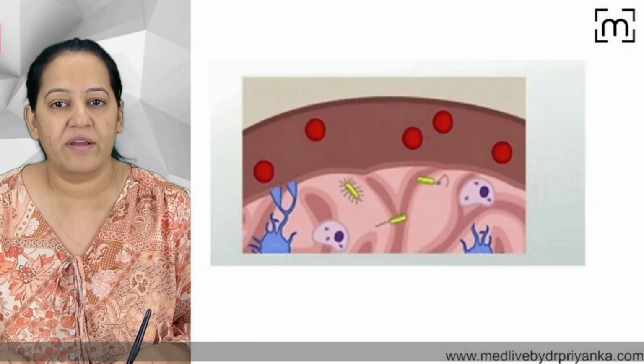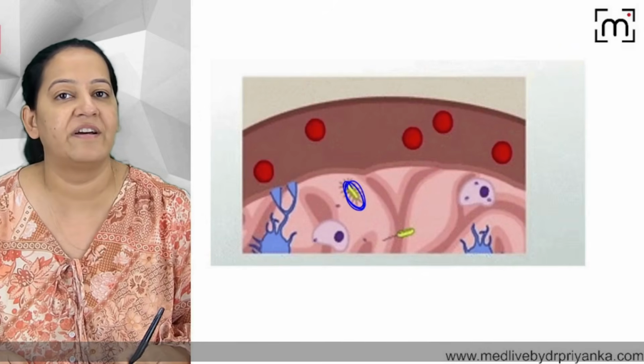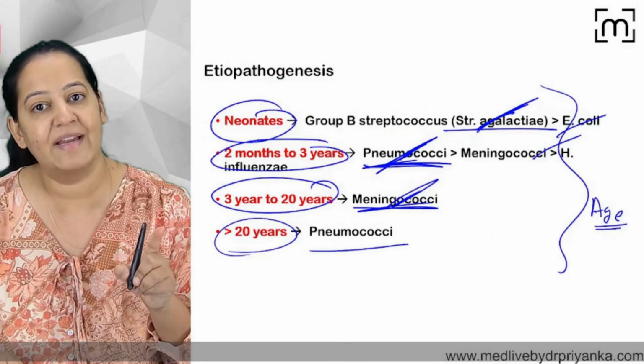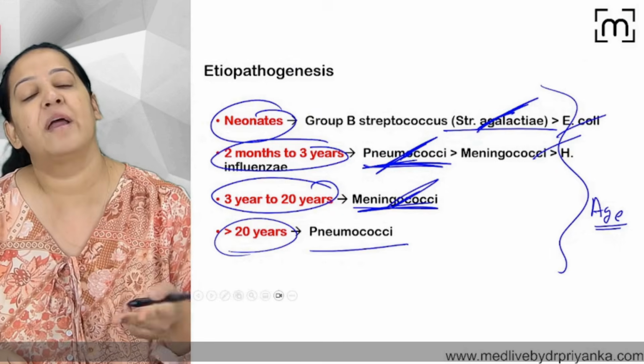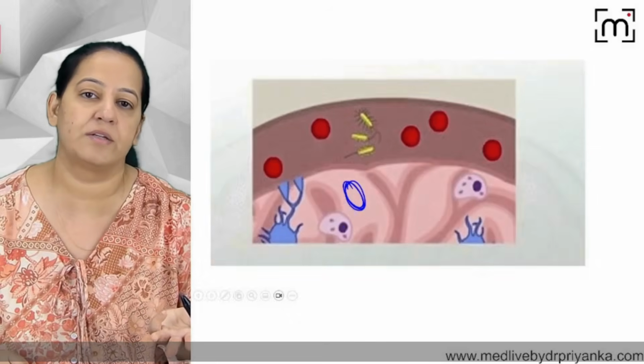You can see this is the organism. The organism may be different. It can be Streptococcus agalactiae, it can be Streptococcus pneumoniae, it can be Neisseria meningitidis. So these are the organisms.